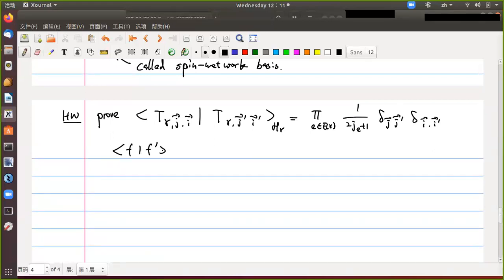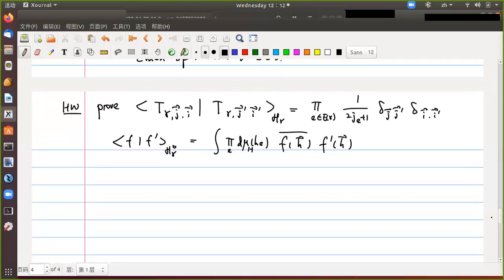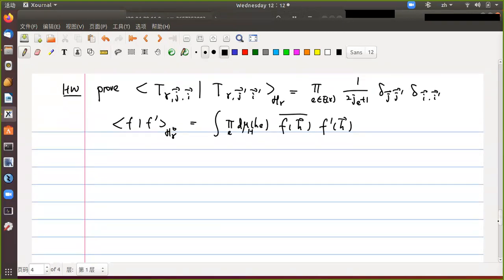Explicitly, this inner product in H gamma or H gamma 0 is just the integral over the product of edges of the Haar measure, so this is just the standard L2 inner product. This is your homework, just to let you get familiar with this function T.